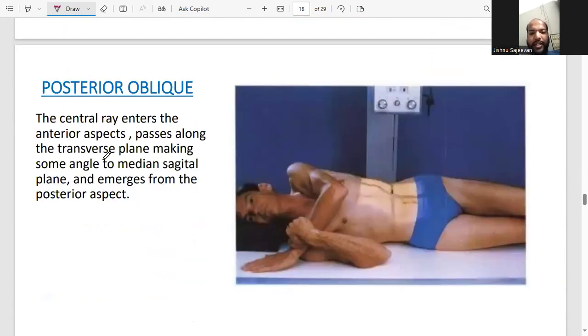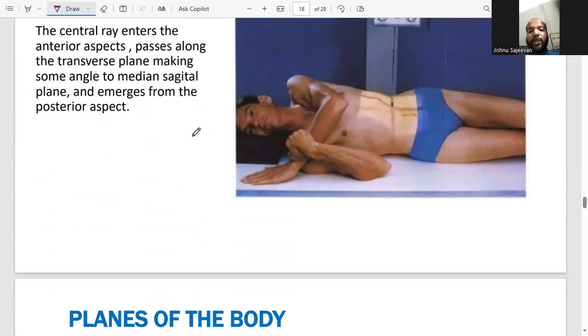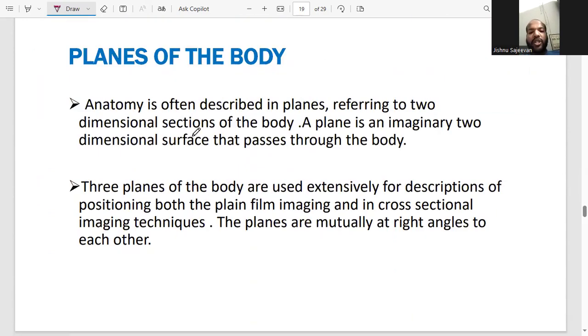That is the posterior oblique projection. Posterior oblique projection means the posterior part of the patient's shoulder is in contact with the X-ray table, and the unaffected part will be slightly rotated. Clear now? Okay, so we will be moving on to the next page.